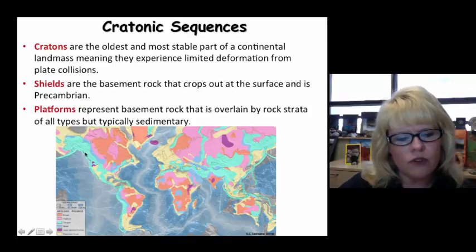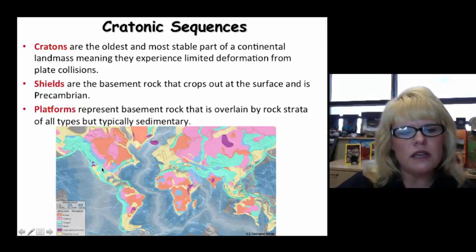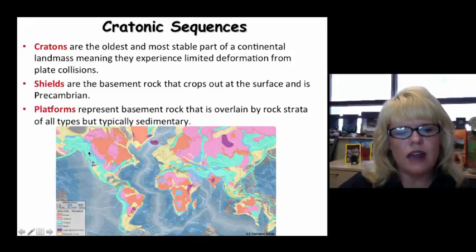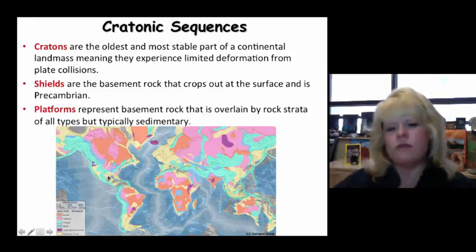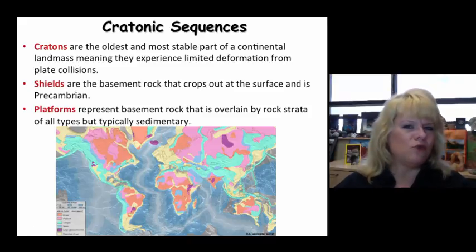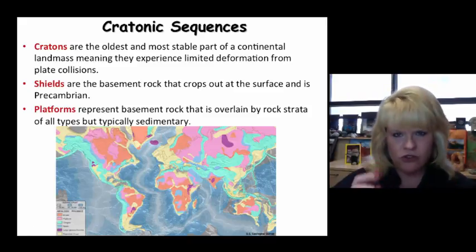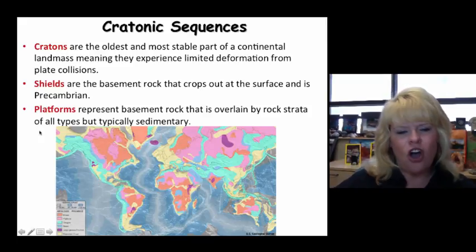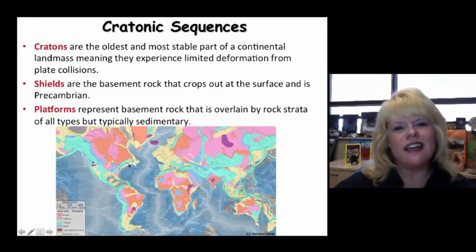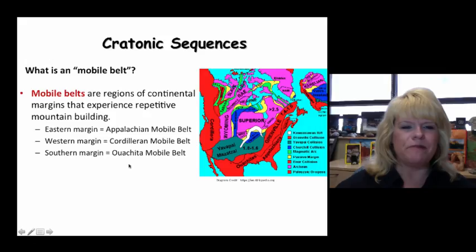And all of this stuff over here are going to be additional platform rocks that have been added on when we get mountain building events. So the long story made short is every continent has some roots or some interior sections that are the original continental masses, and then all the edges are typically add-ons. And that's another theme of this course.